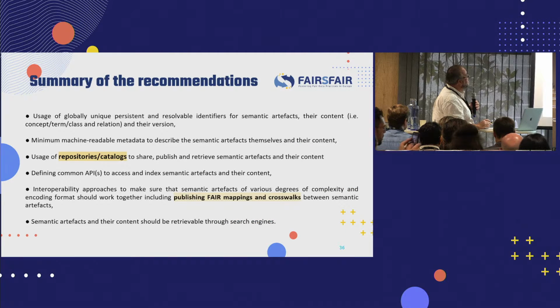And basically, to summarize, well, it's simple. You have to use globally unique identifiers for the ontology and for the concepts and for the relations. You need to have minimum machine-readable metadata. You need to use a repository or a catalog of semantic artifacts. That makes the link with the next. And then use common APIs. And then finally, publish these mappings and crosswalks when you start linking these ontologies together. And I will stop there.